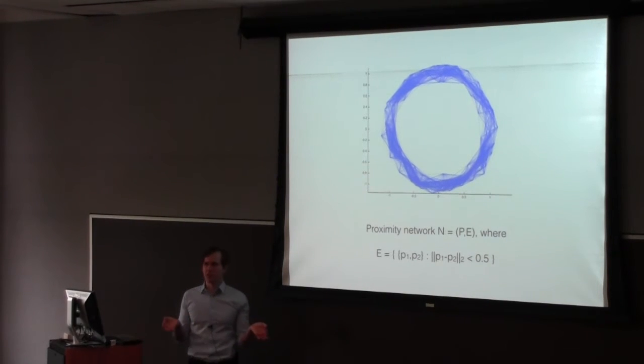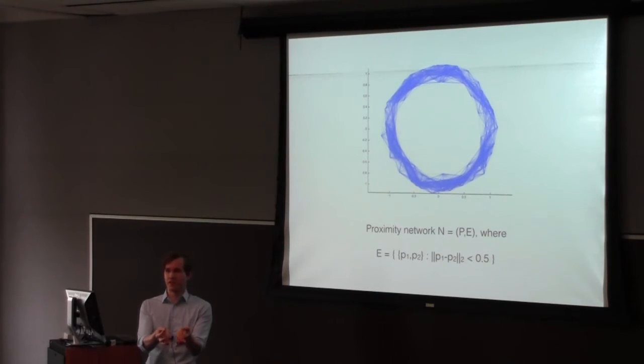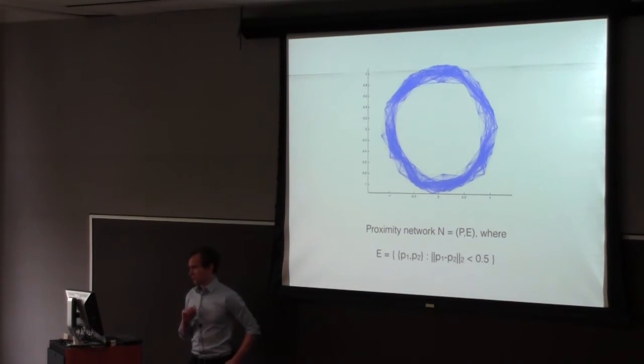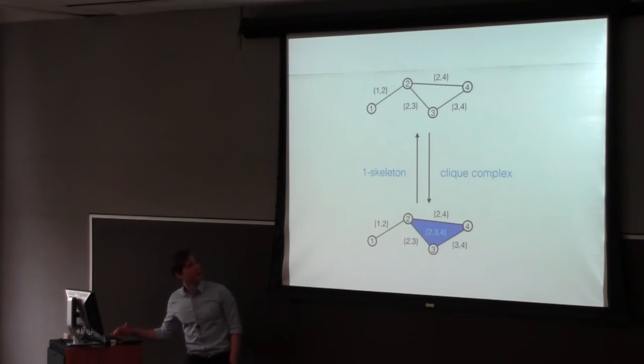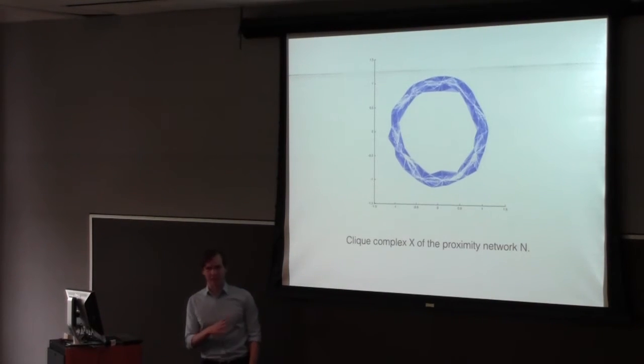Take the proximity network of these points, which means take any two points that are within some cutoff epsilon. You have to choose the epsilon, but there are ways around that. There are ways to choose good epsilons. Connect any two points that are that close. And remember I said there was this construction: anytime you see a triangle, just fill it in with a simplex. So do that for your network, and you get something that looks like this.